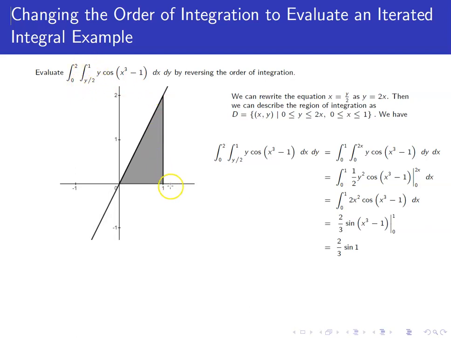All right, so first I notice that we have x equals y over 2 as one bound and x equal to 1 is another. Well, x equal to 1 is easy to graph. That's that vertical line. x equals y over 2 can be rewritten as y equals 2x, so that's this slanted line here.